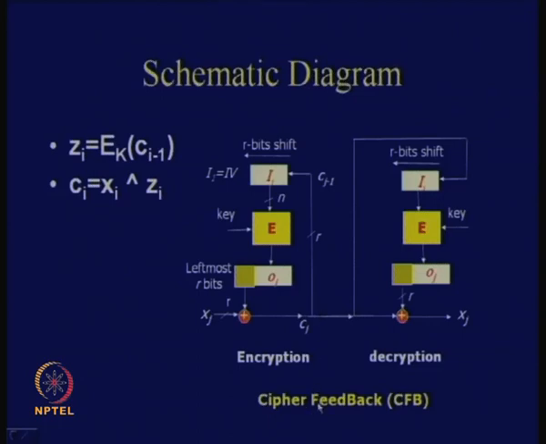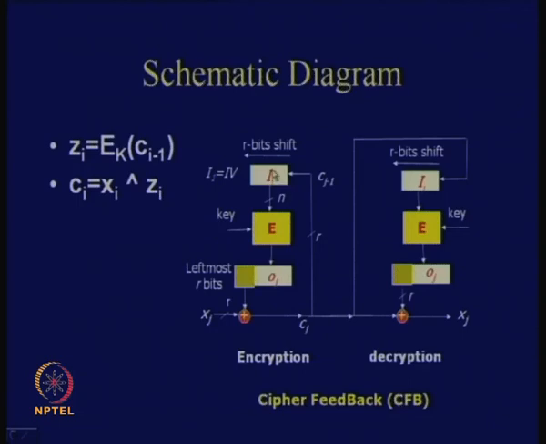So the next mode that we will be considering is called cipher feedback. What we have seen till now is CBC, which was cipher block chaining. This is a new mode of operation. It is called the cipher feedback mode, or CFB. So how does CFB work?